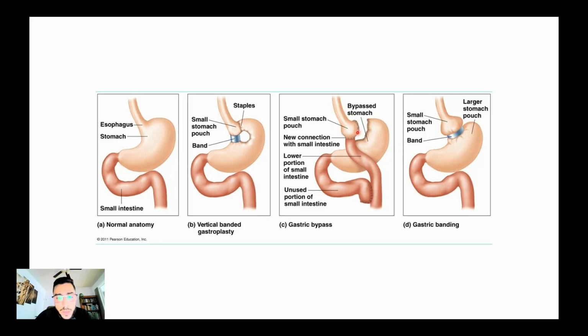Otherwise, you can also bypass the stomach and just remove it completely and leave just a small portion of the stomach. Now, this is not the best, the gastric bypass, because obviously this decreases the initial digestion of proteins and whatnot. Or you can just add a band, the gastric banding, which is adding a band to the whole stomach, and this will decrease the speed at which food goes in the stomach, and this is similar to this one here.